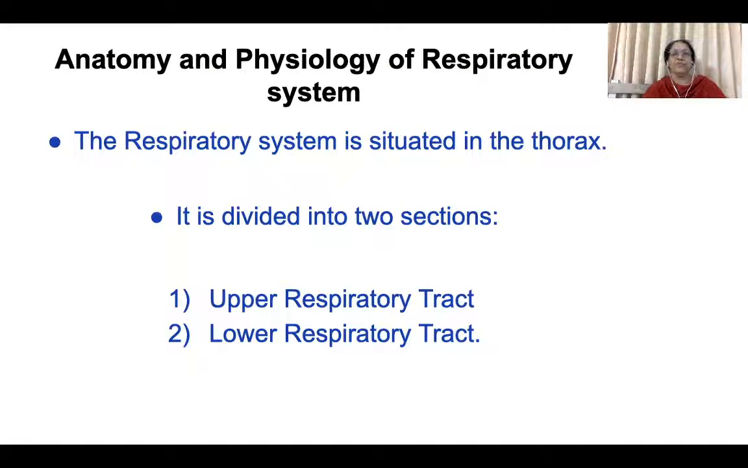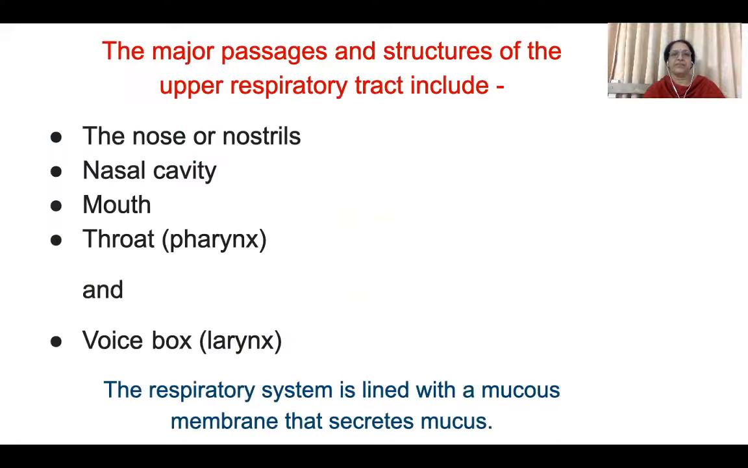Anatomy and physiology of respiratory system. Respiratory system is situated in the thorax. It is divided into two sections, upper respiratory tract and lower respiratory tract. The major passages and structures of upper respiratory tract include the nose, nasal cavity, mouth, pharynx as well as the larynx. Pharynx is also called as a throat and larynx, that is voice box.